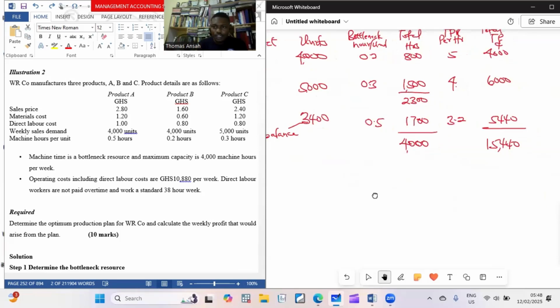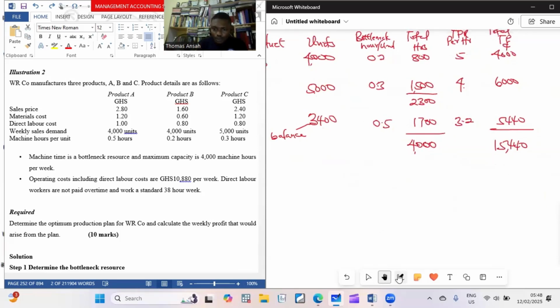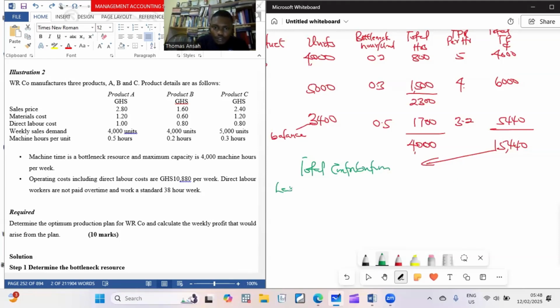weekly profit. If you want profit, this one is my total contribution. Then I will less my fixed cost, total fixed cost. Here we don't separate between the types of overheads, whether production overheads, selling and distribution overheads, whatever. We combine all of them together. Principles of totality we learned in the previous video.